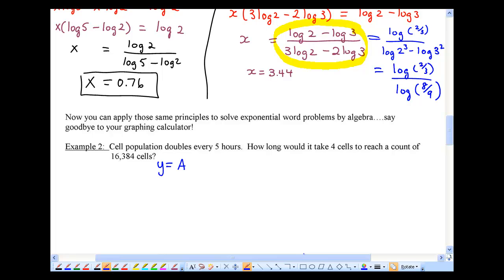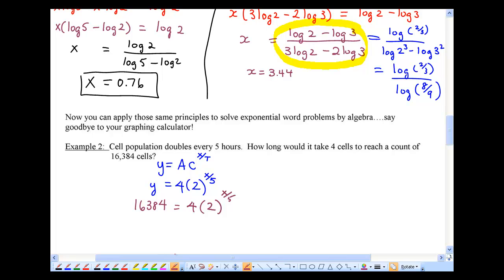I don't know if you remember the general form of the equation. Y equals A, some initial amount, times C, which is some sort of rate, to the power of X over T. So in this case, we have 4 cells, so we're starting with 4 cells. And then the rate here is, it doubles, so C is 2. But it doubles every 5 hours, so I'm going to go X divided by 5. And that gives me my Y value, which is my ending amount. In this case, my ending amount, I know, is 16,384. So that equals 4 times 2 to the power of x over 5.